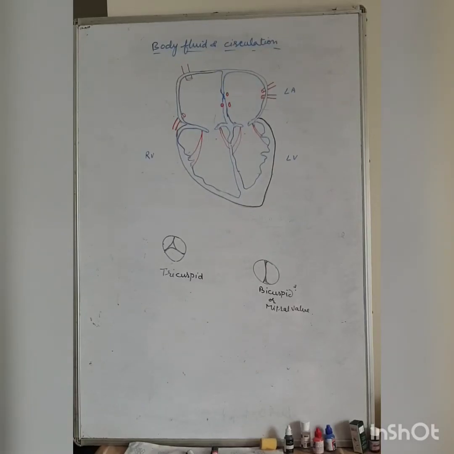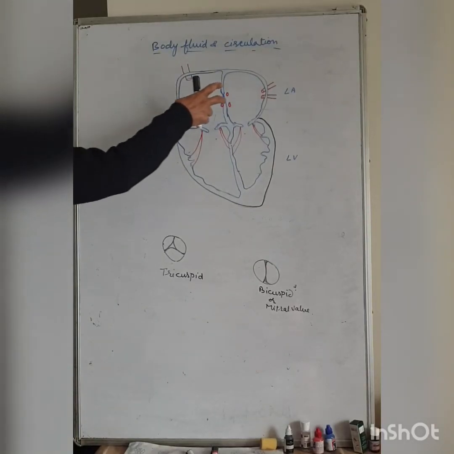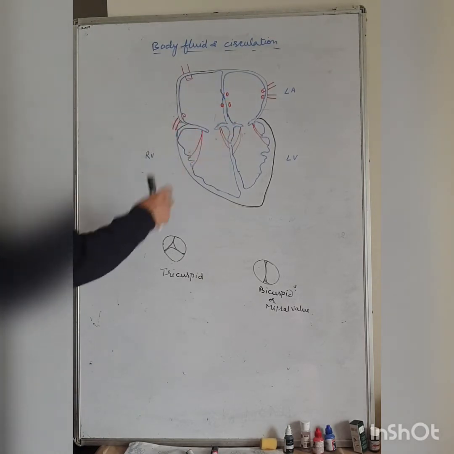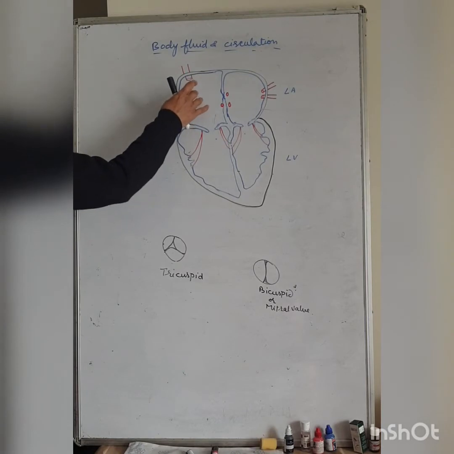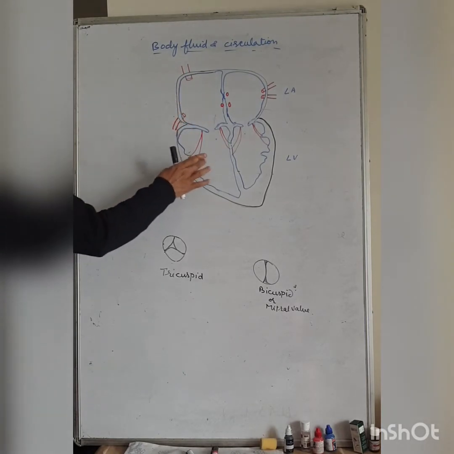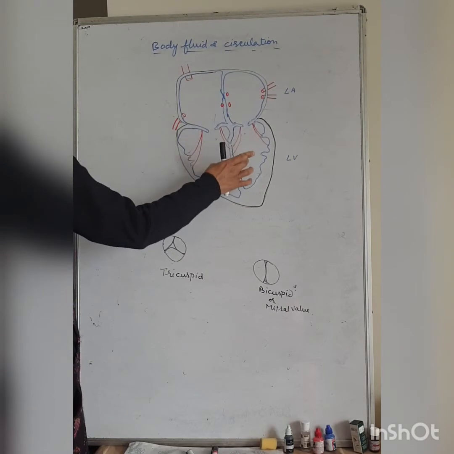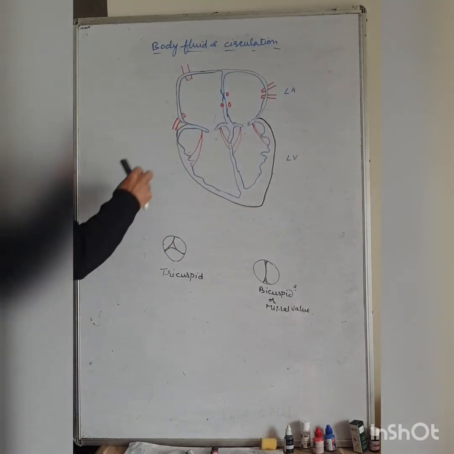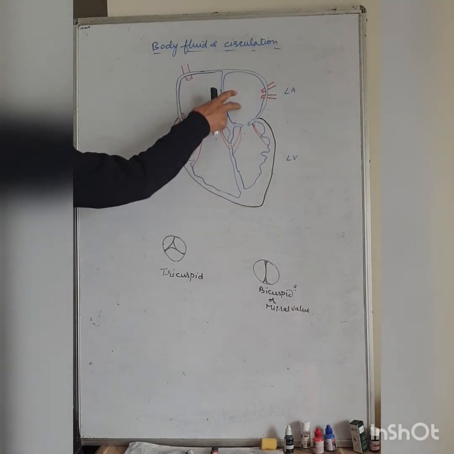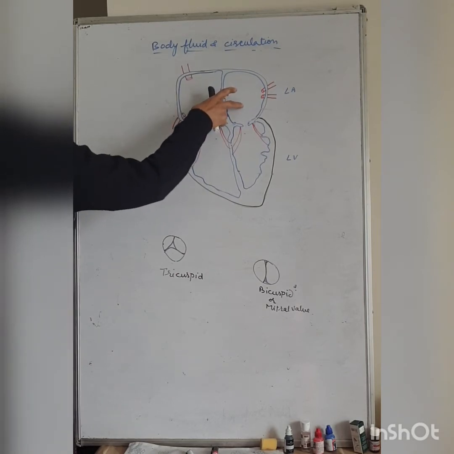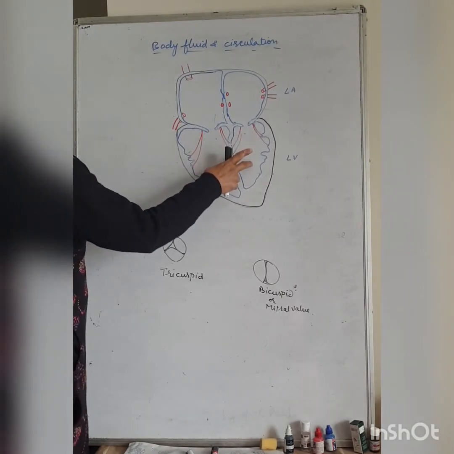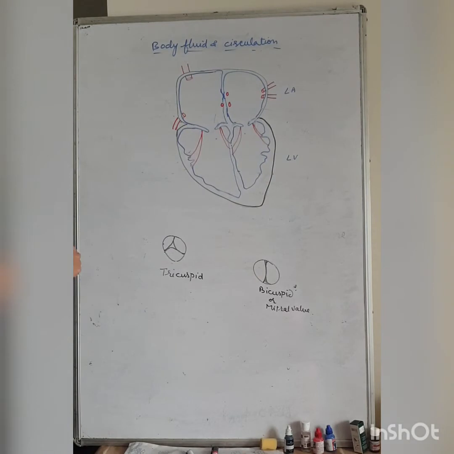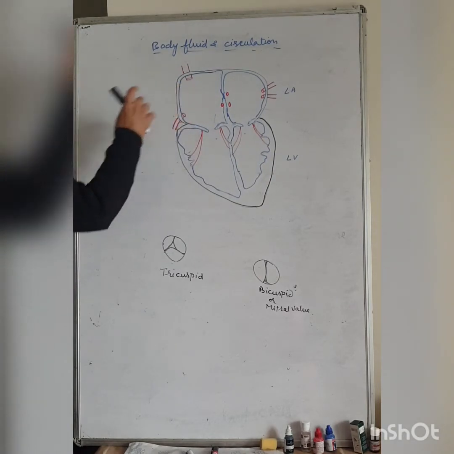Now we discuss the blood vessels entering and leaving the heart. As we discussed, this is the right auricle, right ventricle, left auricle, left ventricle. The auricles or atria are the receiving compartments and the ventricles are the pumping compartments, which send the blood to the body parts. This is the right atrium.